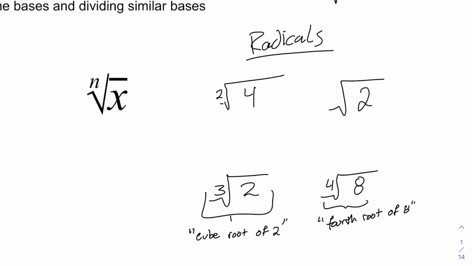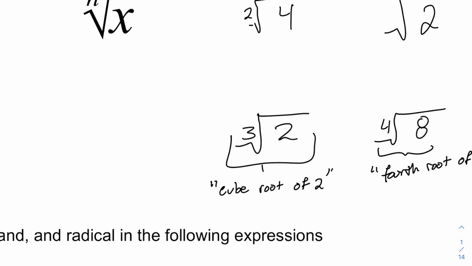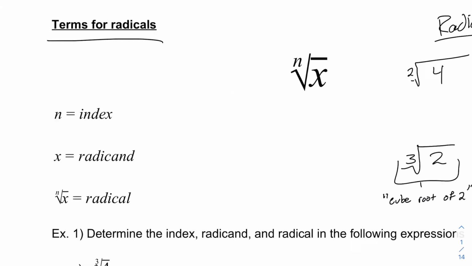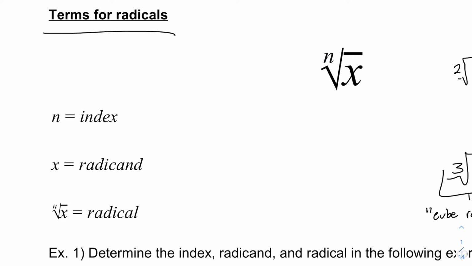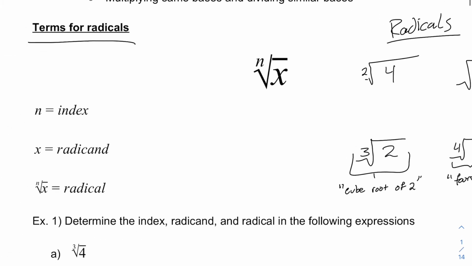If the index is something else, that means you are doing a different type of root. If it's 3, it's a cube root. So n is your index. It tells you what kind of root you're finding. The number inside is known as the radicand. So here, 4 is the radicand, 2 is the radicand, 2 here is the radicand, and 8 is the radicand. And the radical, well, that's the whole thing. So this whole thing is known as the radical.